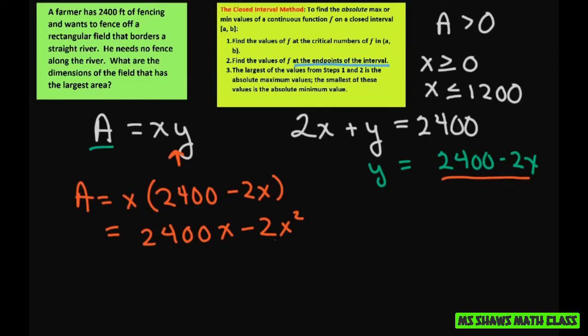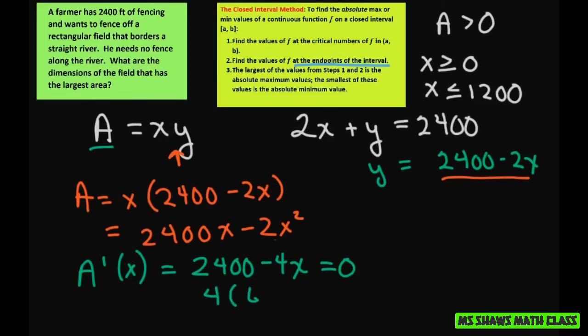So therefore, we're going to take the derivative of our area, and let's just write it as A prime of x. That's going to equal 2,400 minus 4x. And then you set this to 0 to find your critical number. And you factor out the 4, and that's going to be 600 minus x equals 0. So therefore x equals 600. And that's your critical number.